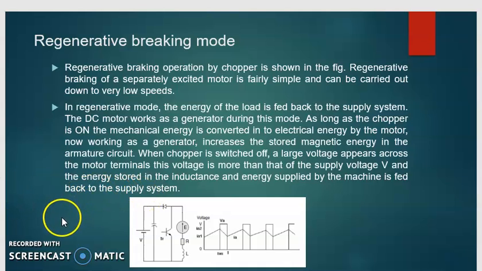Now in the circuit we can see that the current direction is reversed. When the chopper is on, the current will flow in this direction and energy is stored. Here the transistor or chopper is in parallel to the armature circuit and the diode is in series to the armature circuit.